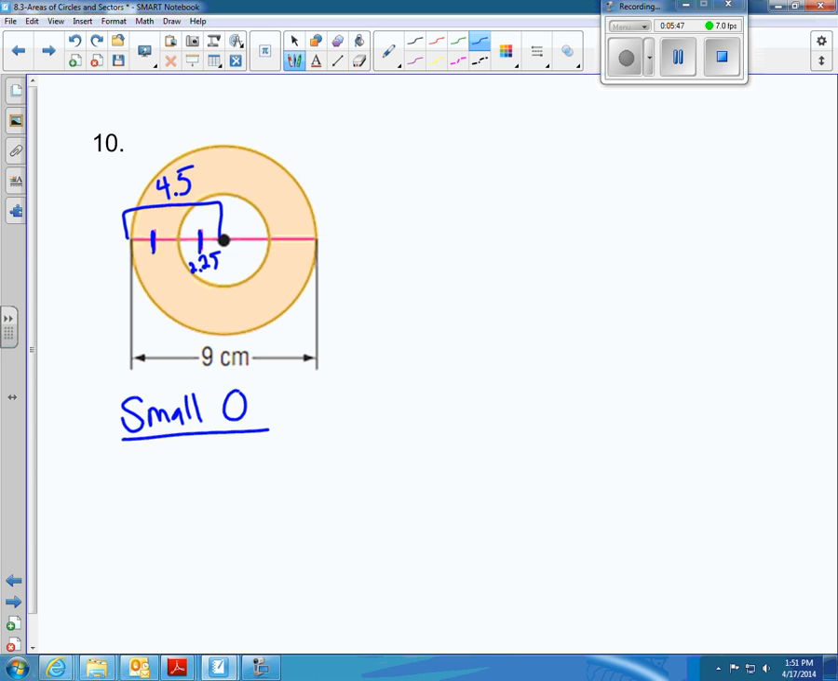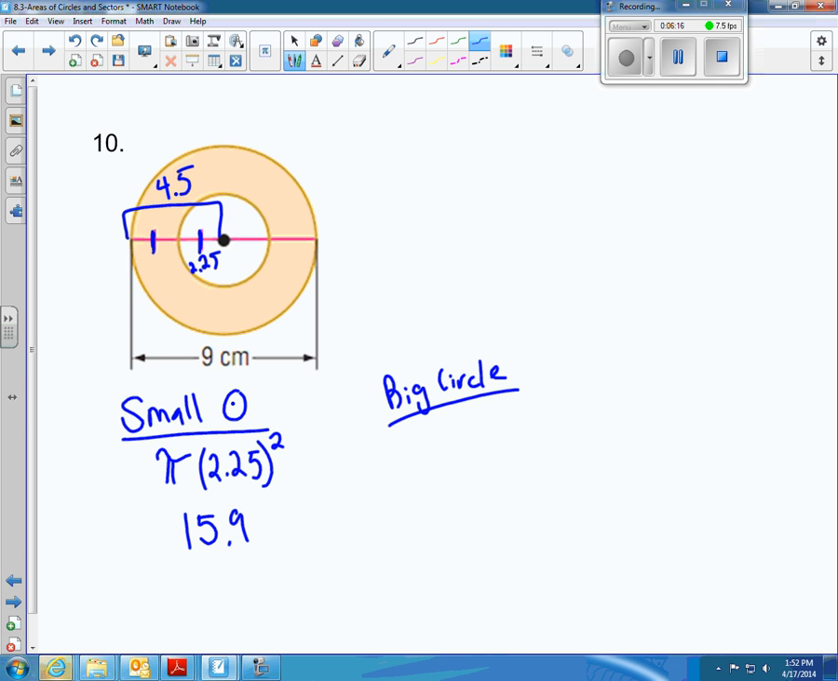Okay, so small circle: pi times my radius squared. Typing that in, let's round to 1 decimal place for this. We're going to get 15.9 centimeters squared. We know that, but I'm not going to write it because I know I'm not done yet. So now I'm dealing with my big circle.